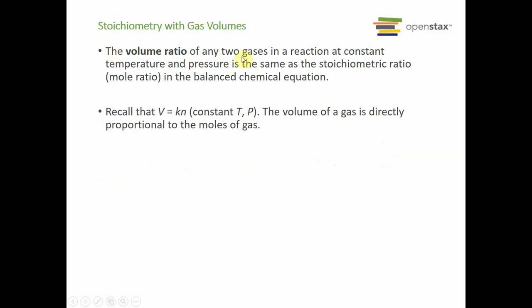The volume ratio of any two gases in a reaction at constant temperature and pressure is the same as the stoichiometric ratio in a balanced chemical equation. What this is basically saying is that the volume of gas is actually proportional to the number of moles of the gas if the gases are at the same temperature and pressure. And this, by the way, was what was called Avogadro's law.